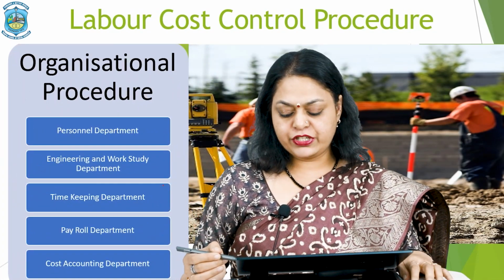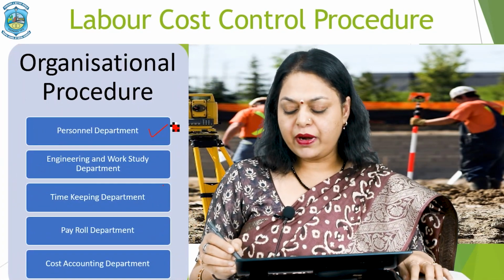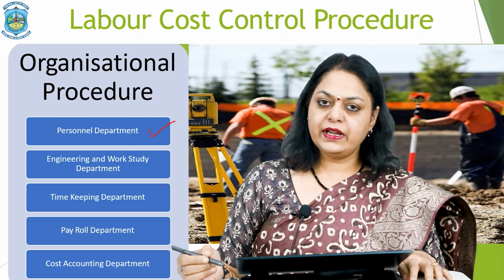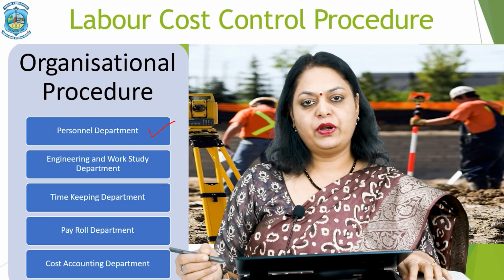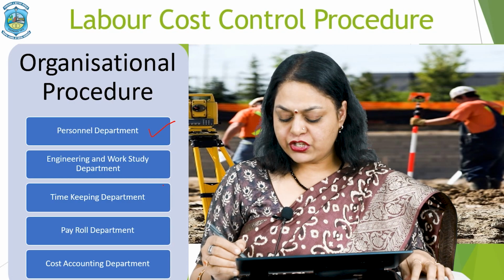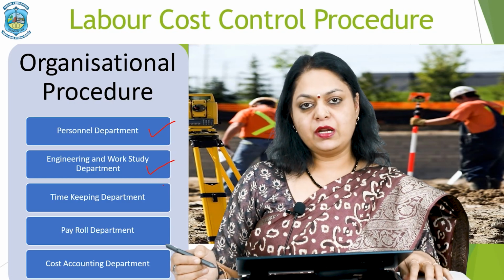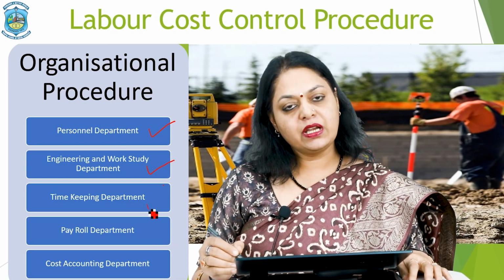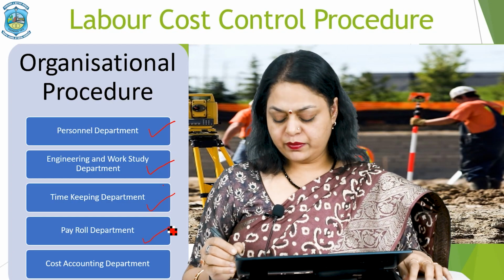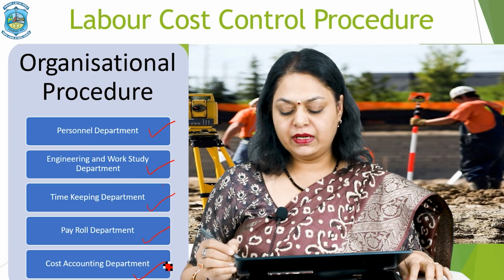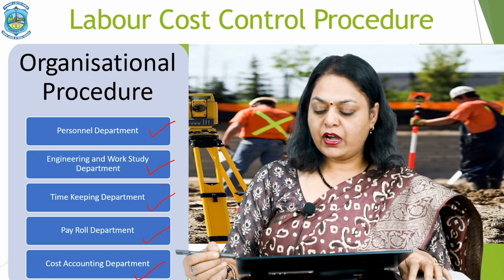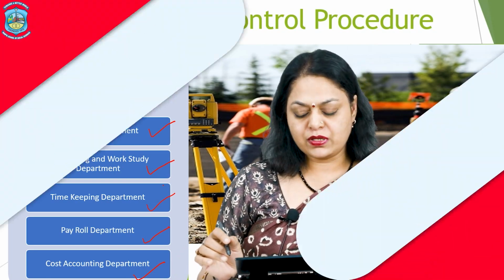Under the organizational procedure, the personnel department is the important department for the selection and recruitment of the workers. Then the engineering and work study department, timekeeping department, payroll department and cost accounting department. These are the functions of the organizational procedure.